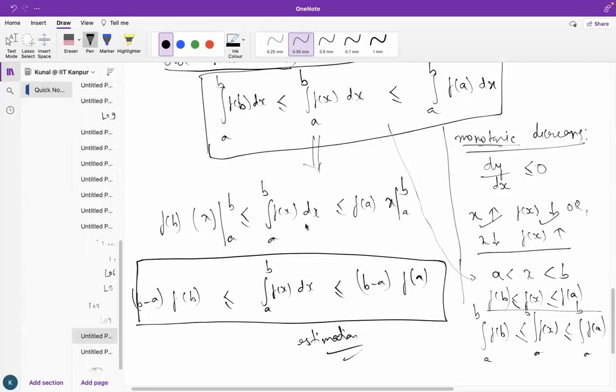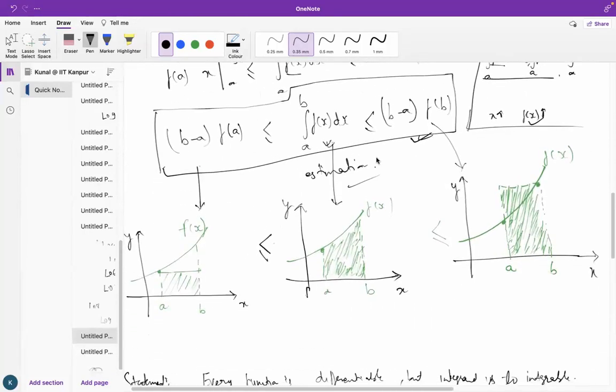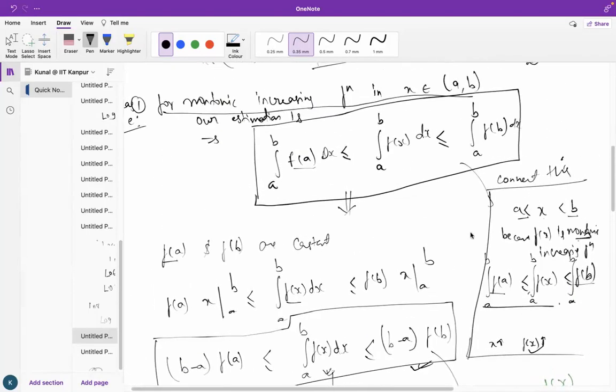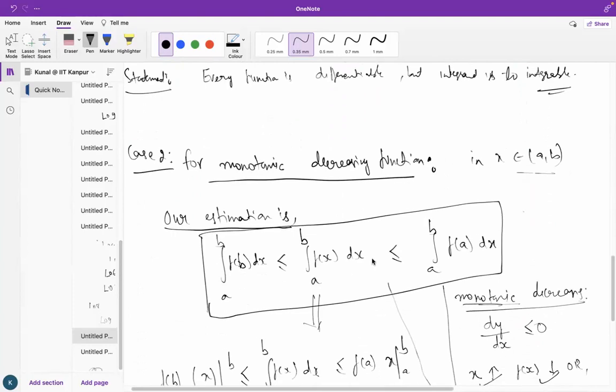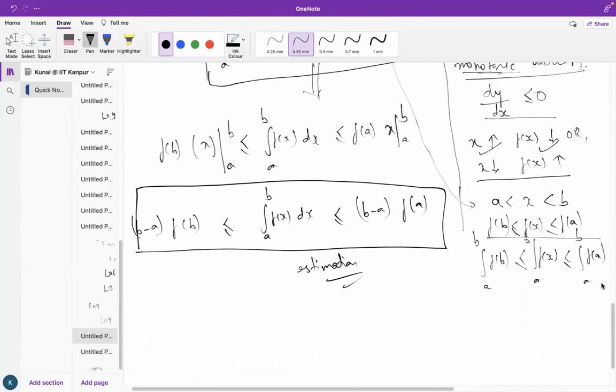And this is the way. First case, we are dealing with the monotonic increasing function. We all know how to find it out: if dy by dx is greater than or equal to 0, it is monotonic increasing, and monotonic decreasing if dy by dx is less than or equal to 0. And certain things I proved here. So this is our estimation. If our function is monotonic decreasing, the value of the integral varies up to b minus a times f of b, where b is the maximum value of x and a is the minimum value of x. So we already wrote it here, right?